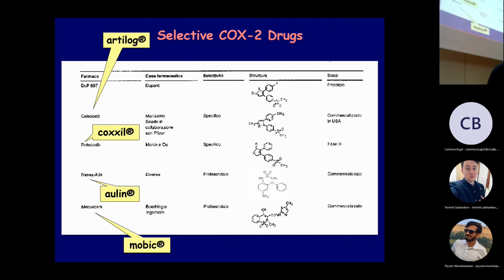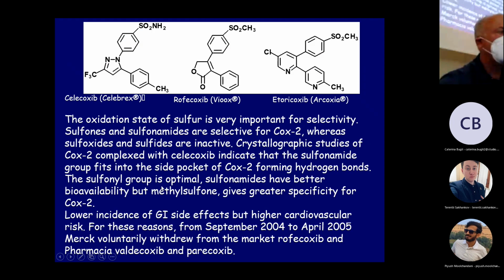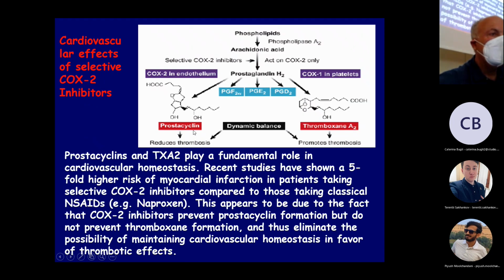But why can we use COX-2 selective drugs only under a medical doctor's prescription? Because they have severe side effects. You see, these three compounds are called coxibs: celecoxib, rofecoxib, parecoxib. These three compounds are able to block COX-2 selectively and not COX-1.